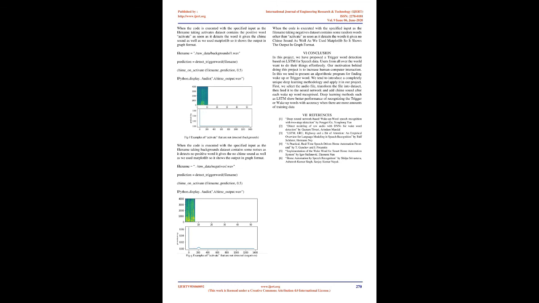filename = './raw_data/negative/4_0.wav'. prediction = detect_trigger_word(filename). chime_on_activate(filename, prediction, 0.5). IPython.display.Audio('./chime_output.wav'). Fig G: examples of activate that are not detected, negatives. When the code is executed with the specified input as the filename, taking the negatives dataset, which contains some random words other than activate, it gives no chime sound. As we used matplotlib, it shows the output in graph format.